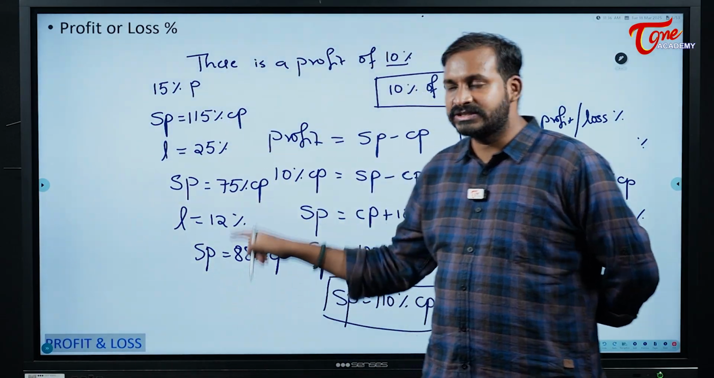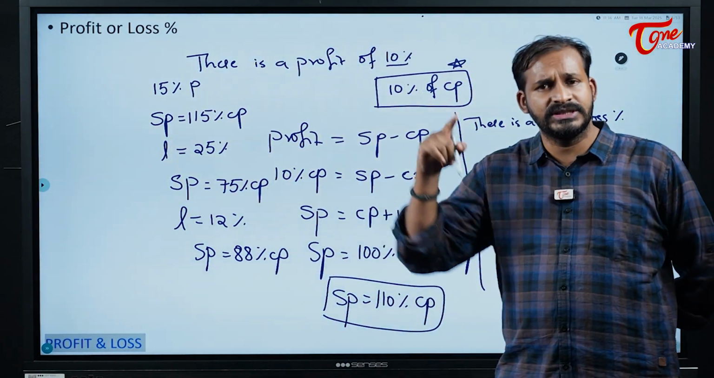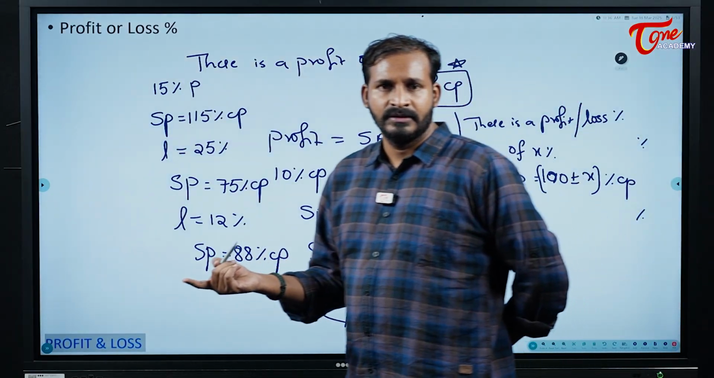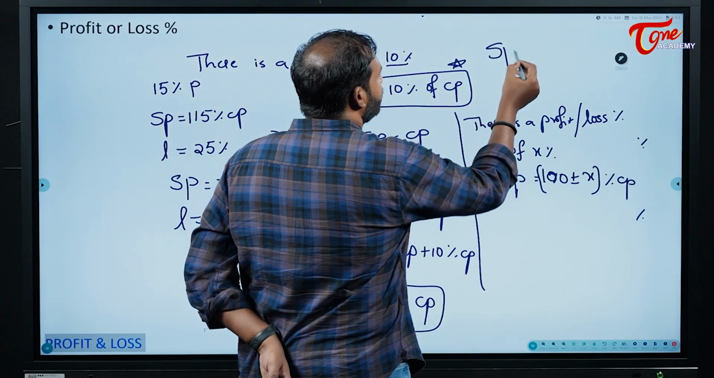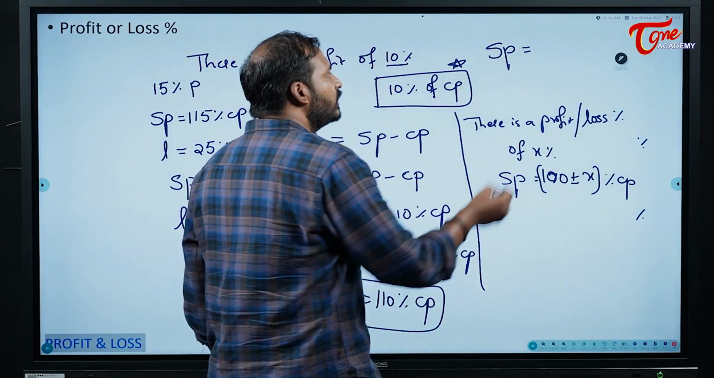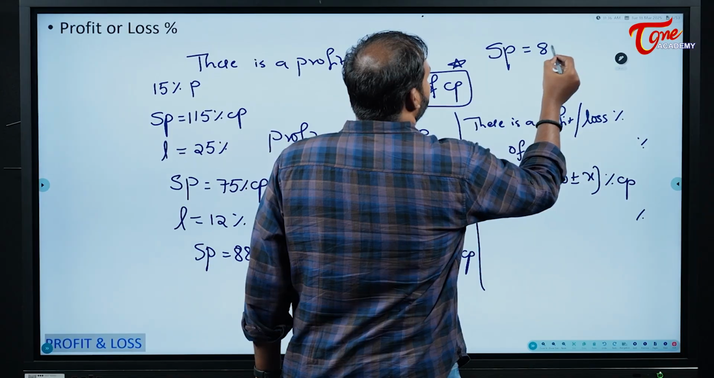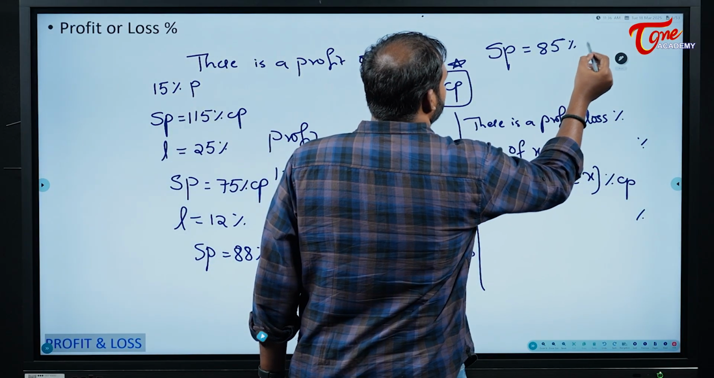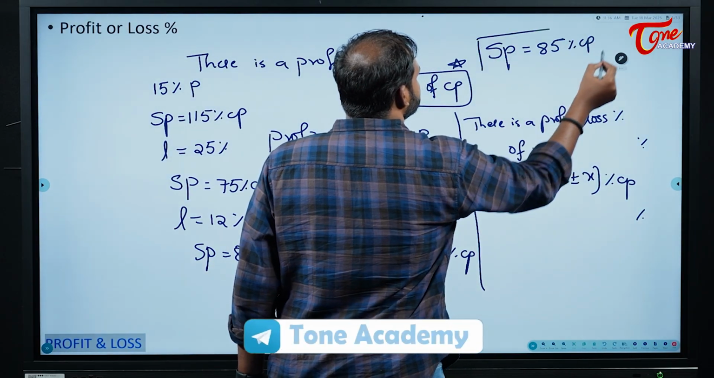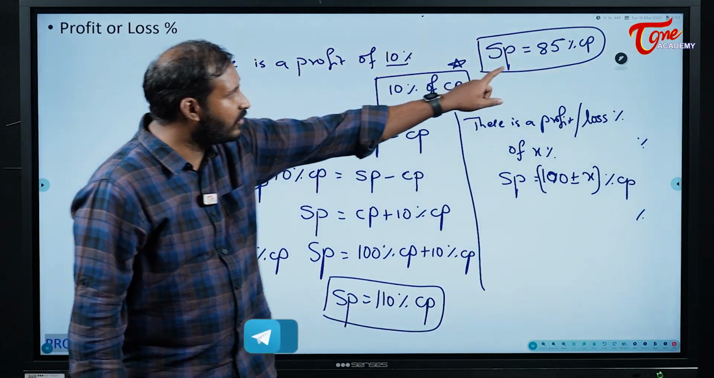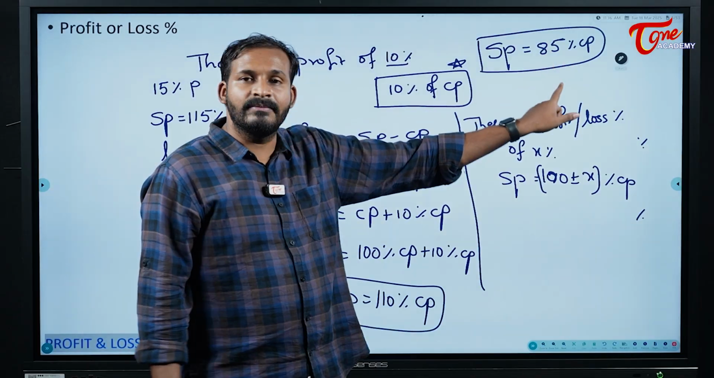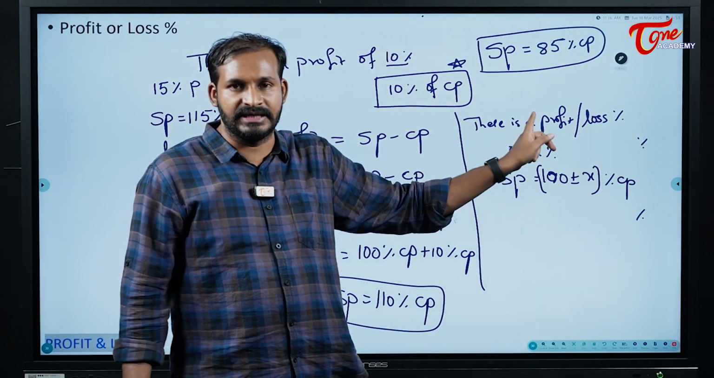So try to understand this concept, students. Why? Because we are going to use this one very frequently. Similarly, while solving the problem, at some point I came to know that SP is equal to some 85% of CP. Then what is the conclusion you can draw from this relation? SP is equal to 85% of CP. The conclusion which I can draw from this relation is, here I am getting a loss of 15%.